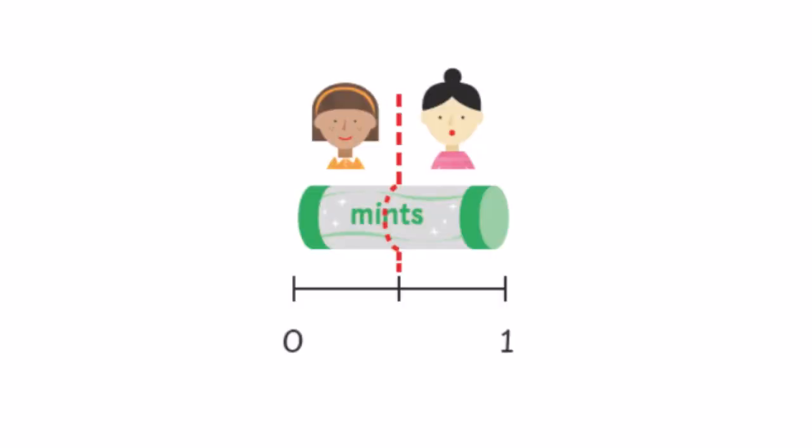We could also show this on a number line. I've drawn my number line from 0 to 1 because I've got one packet of mints. And I'm sharing it into two equal parts. So I've split my number line into two equal parts. Where do you think the half would go on the number line? Correct, it would go here. And we can see that 1/2 is the same as 1 divided by 2.